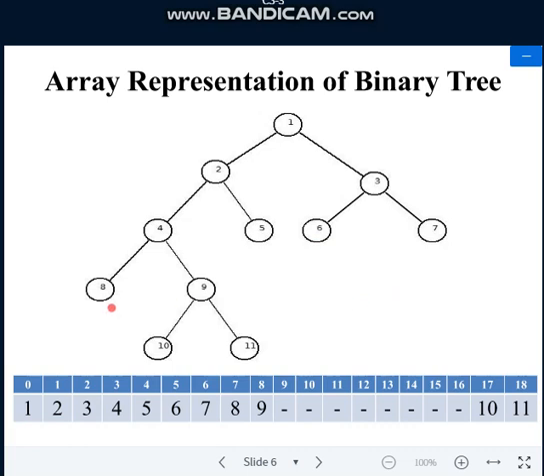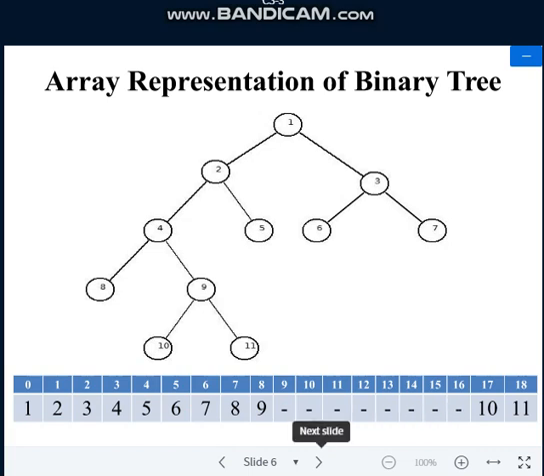Then again 8 would have had 2 children. Only then can you come to the children of 9, the left child of 9 and then the right child of 9. So how many nodes are missing here? 2 plus 2 plus 2 plus 2. So there are 8 nodes missing. That is the reason we have kept all these blank.